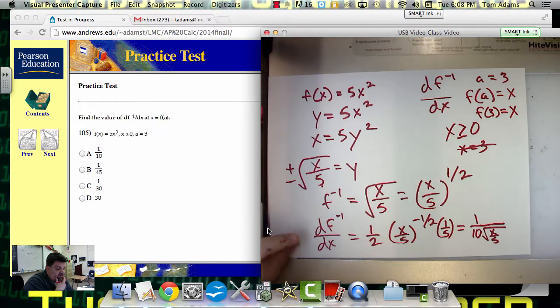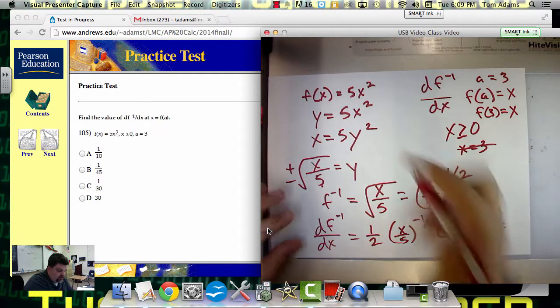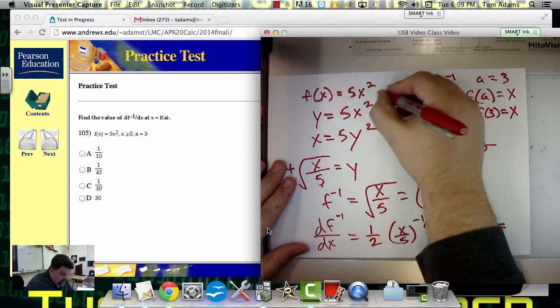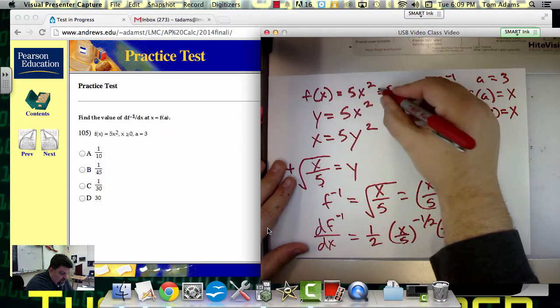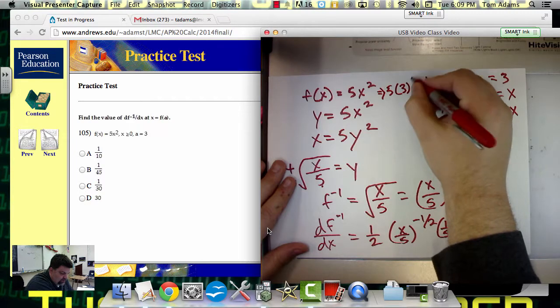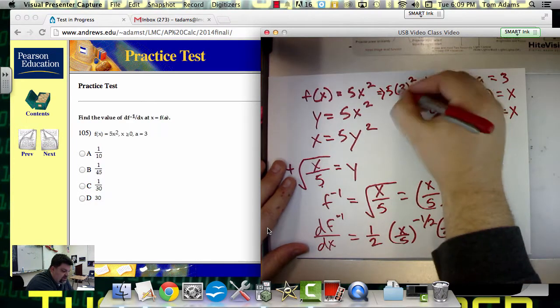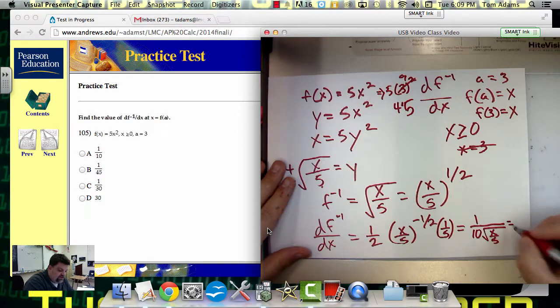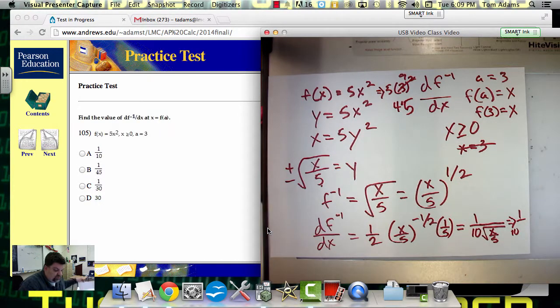So if I were to plug in a equals 3, because it is the inverse, instead of plugging in the x, I would plug in the y. So I think it would be 45, right? Because over here, if I were to evaluate this at 3, then that becomes 9, and then that becomes 45. And then when I plug this in, I got 1 over 10. Well, we're running out of room. Let me write this down.